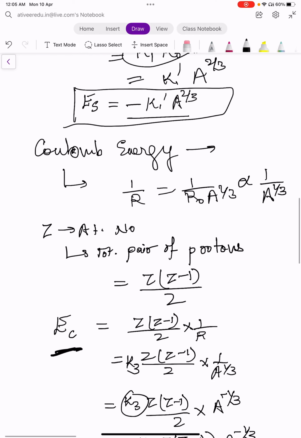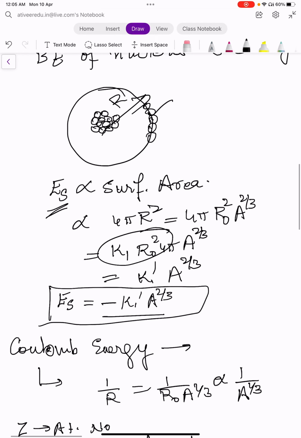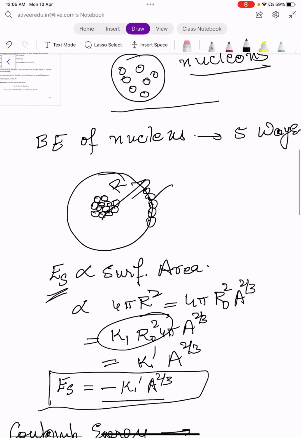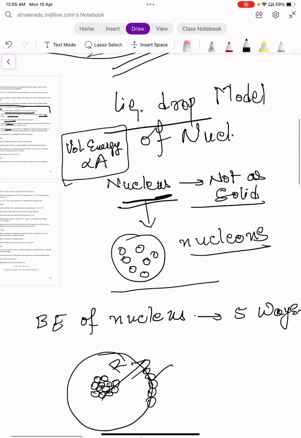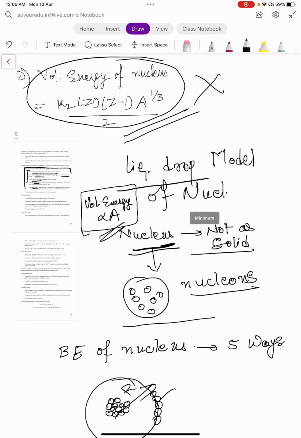Coulomb energy is causing a decrease in the binding energy, and it is due to the repulsion between the protons. Surface energy is also causing a decrease in the binding energy, and it is because of nuclear surface effects, because surface nucleons do not have 12 nearest neighbors. The volume energy contributes in a positive way to the binding energy, and it is proportional to the number of nucleons.